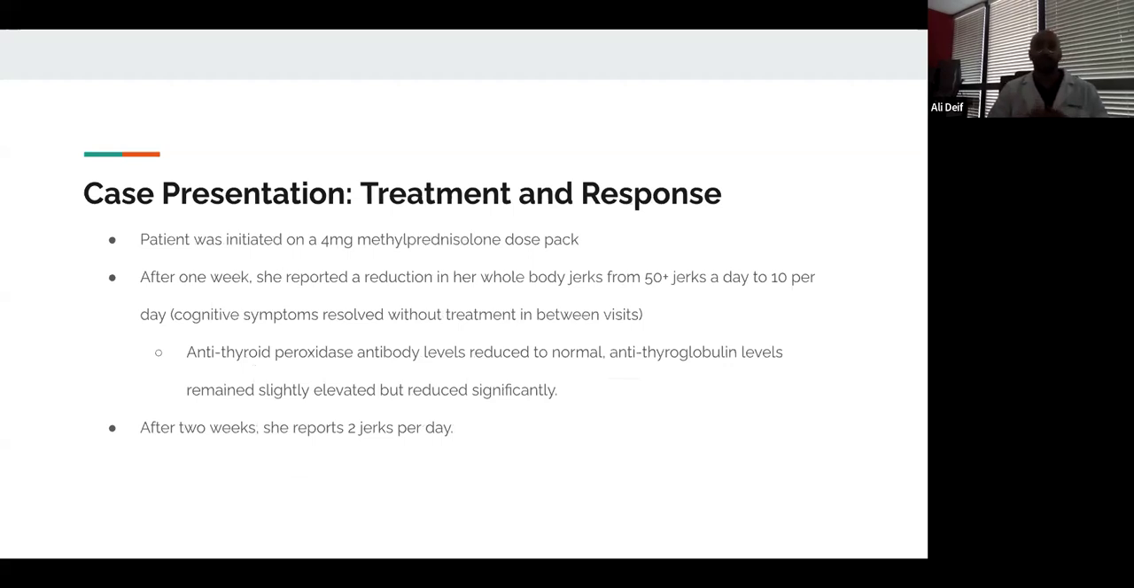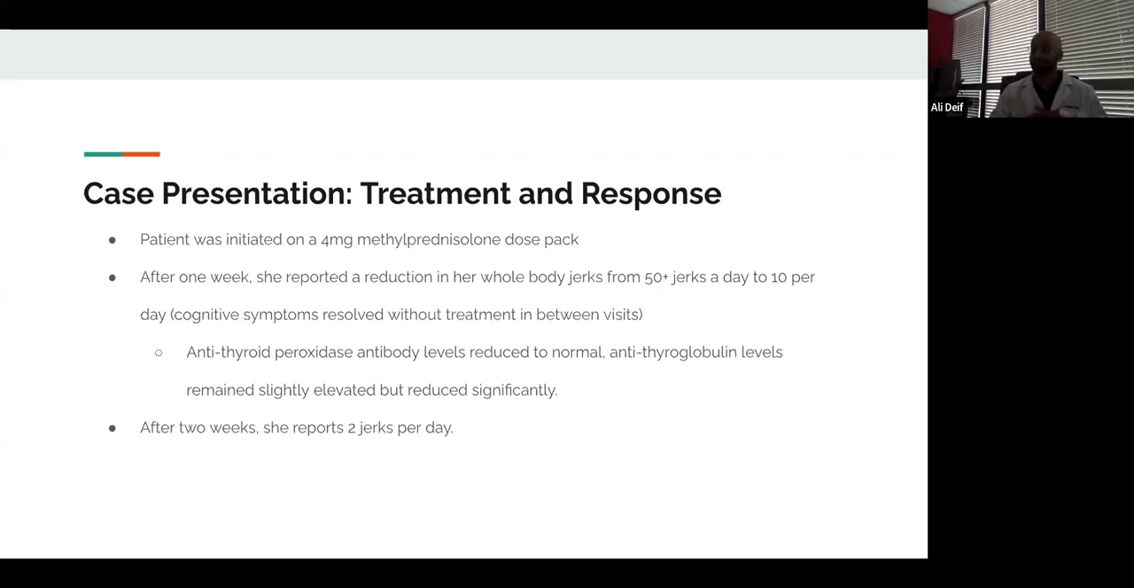This patient was initiated on a 4 milligram methylprednisolone dose pack. She would start with a high dose of steroids and taper down throughout 2 weeks. After 1 week, she reported a reduction in her whole-body jerks from 50 jerks to 10 per day. The cognitive symptoms I mentioned earlier, the word-finding difficulties and the confusion, resolved without treatment in between visits. The antithyroid peroxidase antibody levels were reduced to normal after 1 week of treatment. The antithyroglobulin levels remained slightly elevated, but they were reduced significantly as well. After 2 weeks of treatment, she reported just 2 jerks per day.